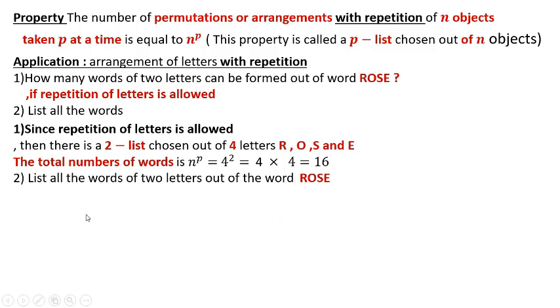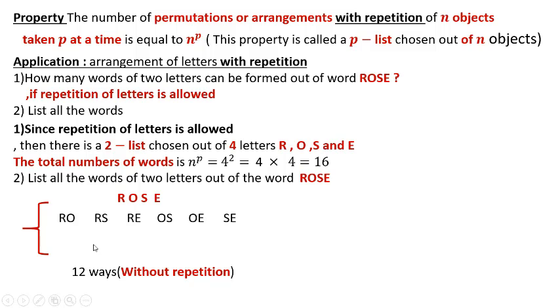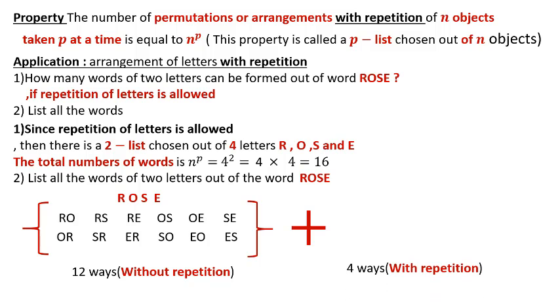List all the words of 2 letters out of the word ROSE. All these options are mentioned in the previous application. And since repetition of letters in this case is allowed, then we have 4 additional options that are RR, OO, SS, and EE. The total number of options equals 16.